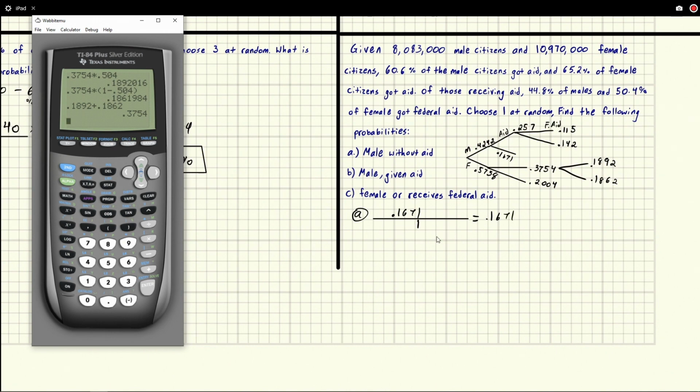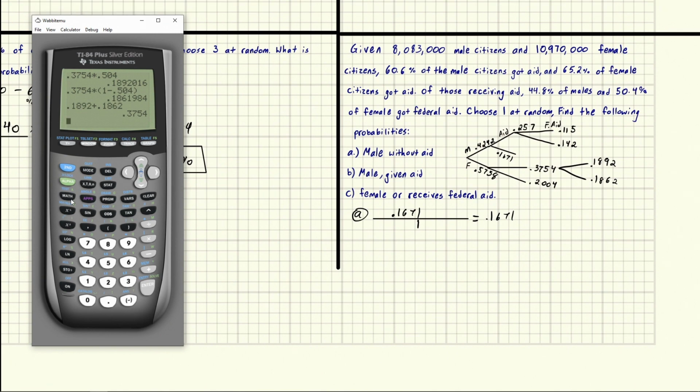You could alternatively get this answer by taking this number, the males and the females, adding it on the bottom. This would be everyone. And then on the top, you would get, in fact, let's do this. Explaining it isn't as straightforward. So we're going to go 8083000 plus 10,970,000. So this is everyone.